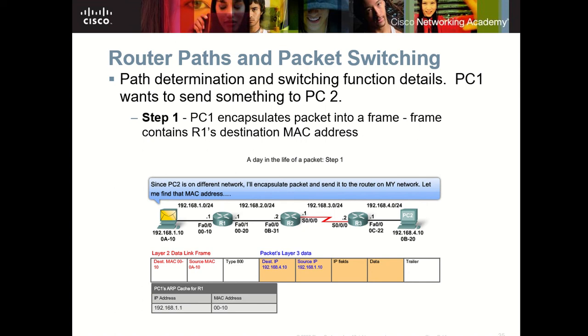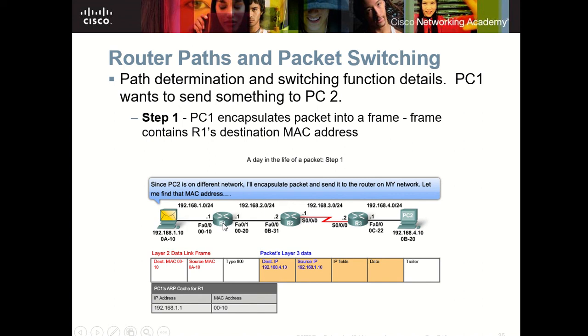So when it reaches PC, it encapsulates the packet into a frame, but again the logical destination IP and even the source cannot be changed. So during the switching function, no matter which routers it passes through, the destination logical address will remain 4.0 for the destination, and the source is 192.168.1.10.